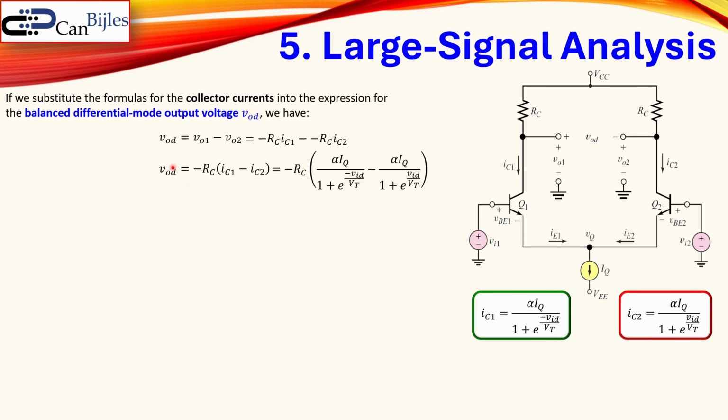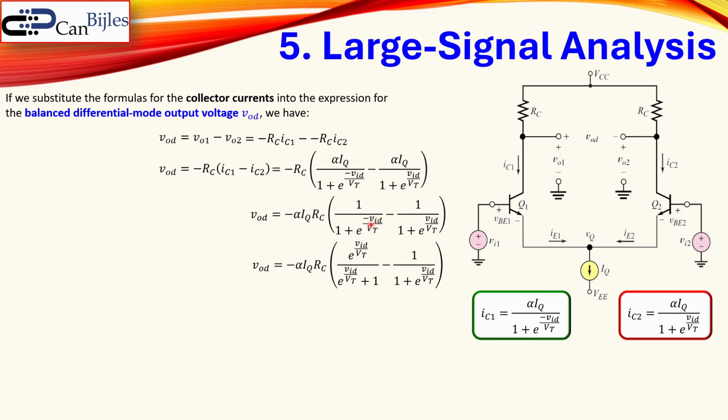So the differential mode output voltage is now a function of the differential mode input voltage, and of course also the collector resistance and other parameters. Now let's rewrite this further, so we can bring this alpha times IQ out of it, because they have the same here, and we can now have 1 and 1 because we already divided out. The next step is we will also get rid of this minus in this exponent, so we can multiply here and here by e to the power plus VID over VT.